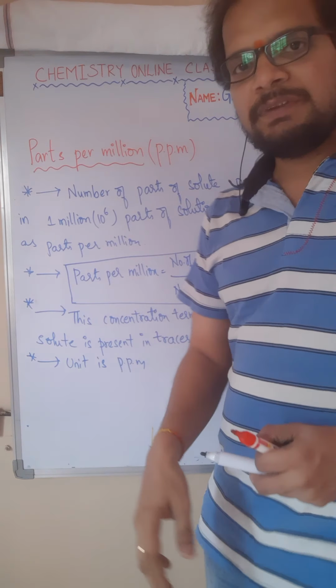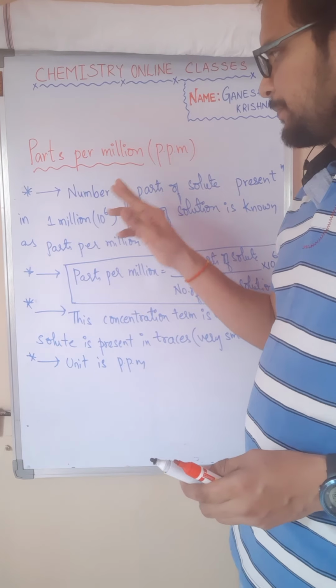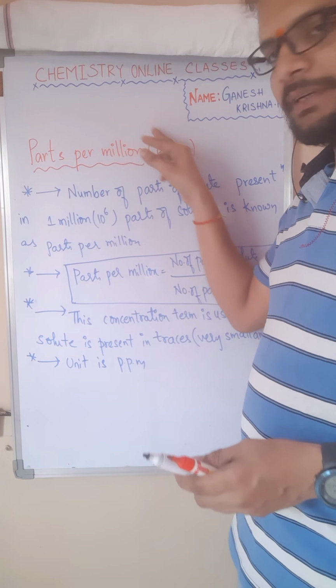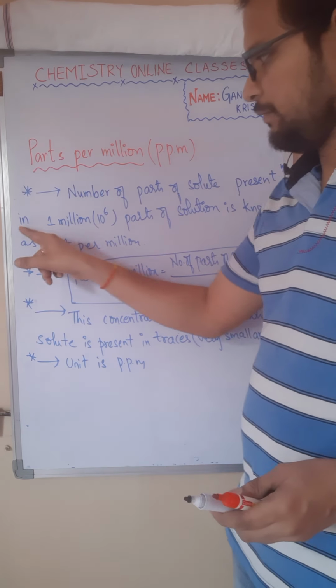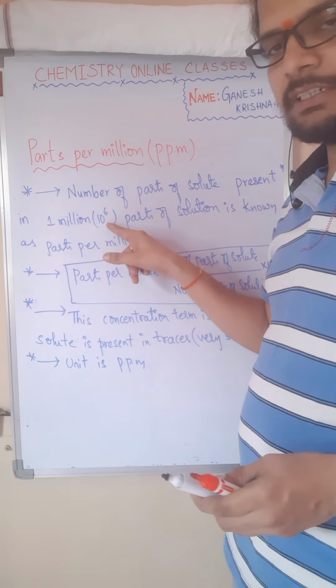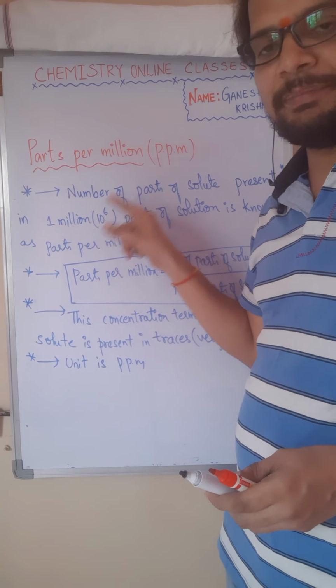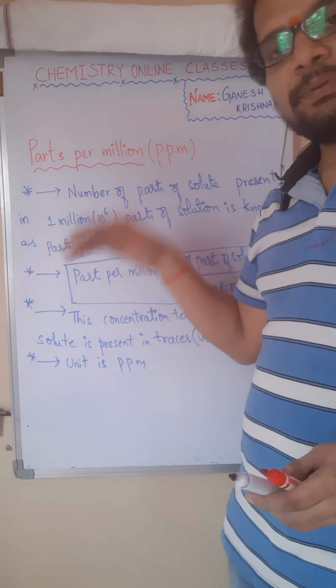What is the difference between parts per million and parts per billion? Here, instead of a million, we take a billion, and the definition is written as the number of parts of solute present in 1 billion parts. 1 billion instead of million. 1 billion equals 100 crores, which is written as 10 power 9. Okay, 1 billion parts of solution is known as parts per billion.